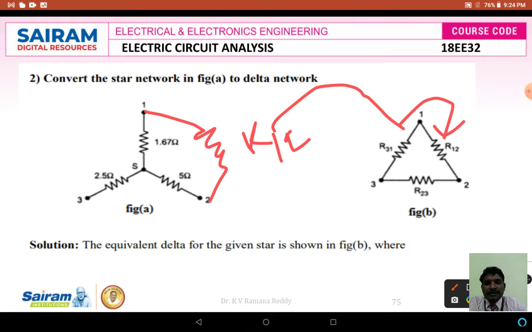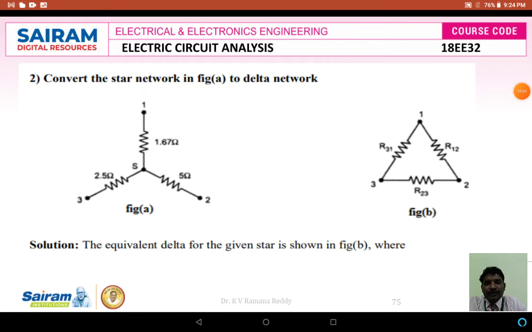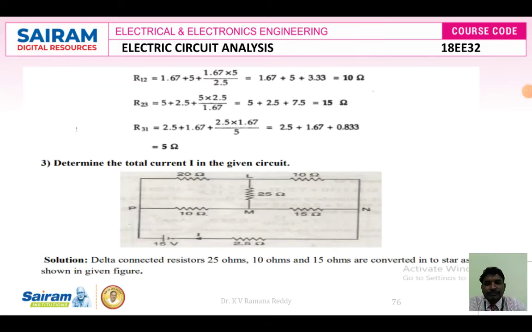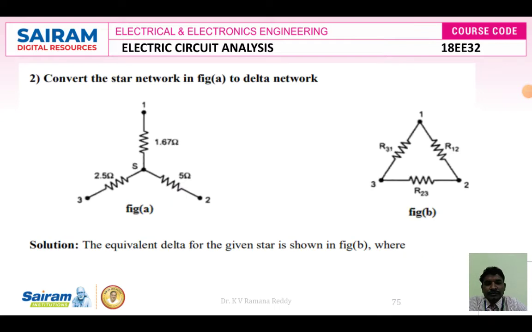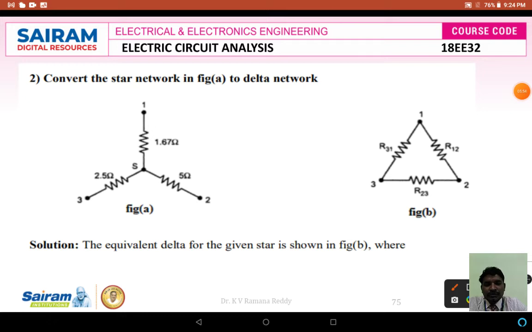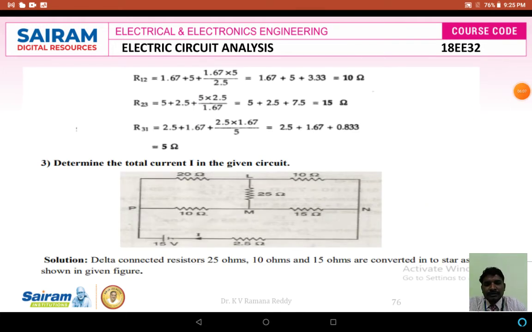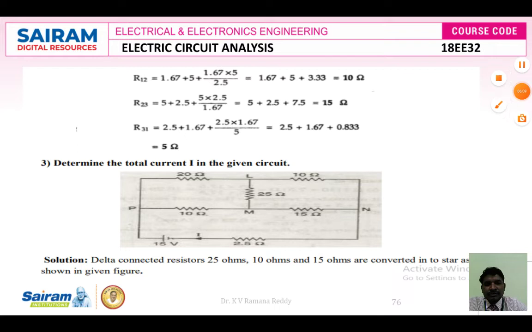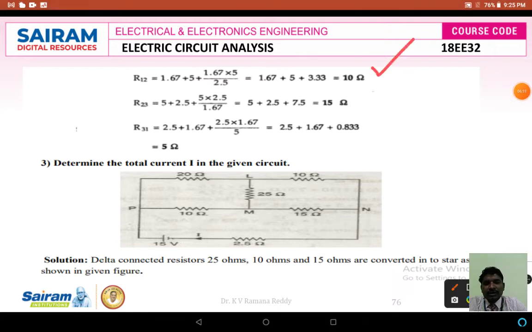1.67 into 5 plus 5 into 2.5 plus 2.5 into 1.67, divided by 2.5. Then when it is divided by 2.5, we get 10 ohms.